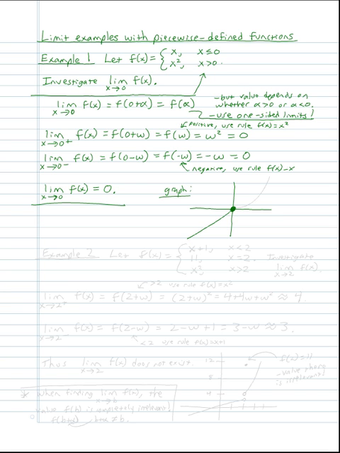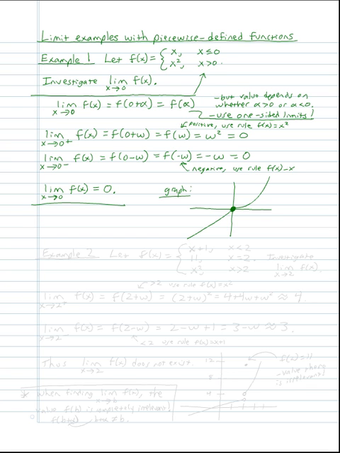Now, when x is greater than 0, I've got the graph of y equals x squared. So that's what our function looks like. It looks almost like the ones where we had a hole in the graph. It's just the holes filled in. So same idea here of that limit being equal to 0.